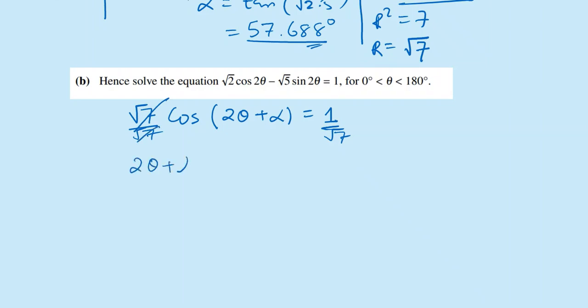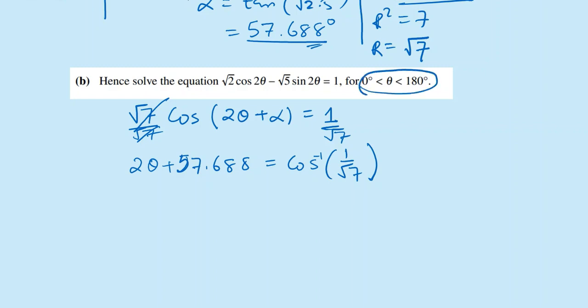So this cancels here. So 2 theta plus alpha. Alpha is known to us now, 57.688 equal to cos inverse 1 over square root 7. Okay, we have to see that our answer should be between 0 and 180, but we will not bother about it. We'll take care of this later. First, we will choose all 4 quadrants. Because of 2 theta, we'll come back to 180 as far as I expect.